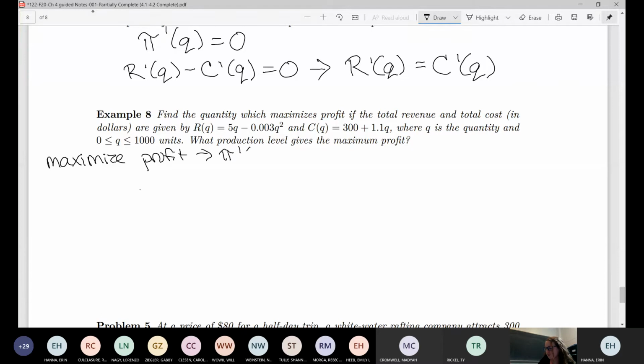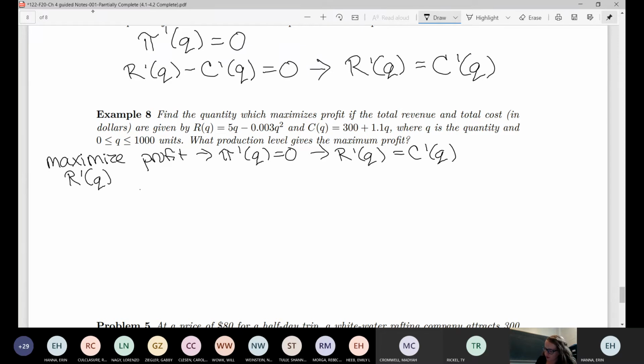So, we would want to set marginal profit equal to 0, which we could find the profit function, or as we just saw, we could just set marginal revenue equal to marginal cost. So let's go ahead and do it that way for this specific question. First thing I would need, though, is the actual marginal revenue and marginal cost equations. So let's find the derivative of both of those equations.